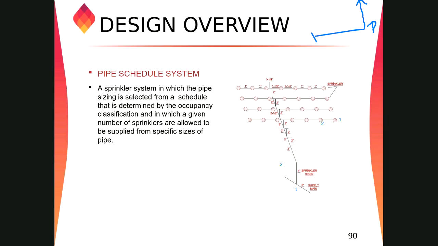So that is one node, and this is node 3. This is node 4, and so on. So whenever we have a fitting, or a change in direction, change in diameter size, or change in elevation, we have to consider this as a node. Got the idea?